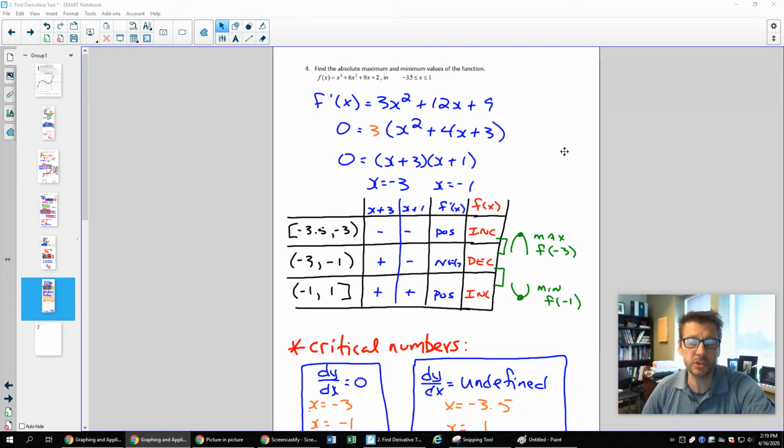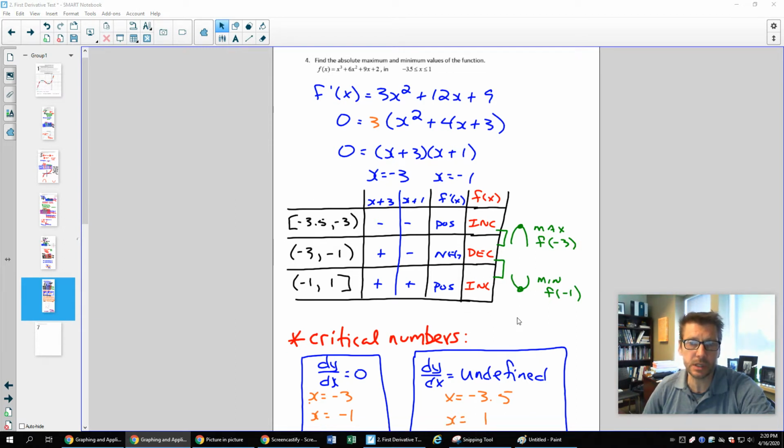We found our critical numbers. Again, there's no dividing by 0 in the function, so our critical numbers are only where the slope equals 0. Our domain, however, is no longer from -infinity to -3. Now it's square bracket because it stops at -3.5, and square bracket because it stops at 1. But the increase decrease idea, the slope, it's all the same.